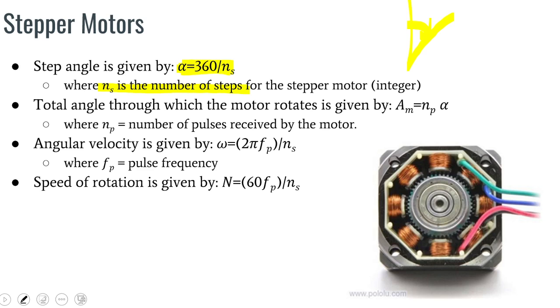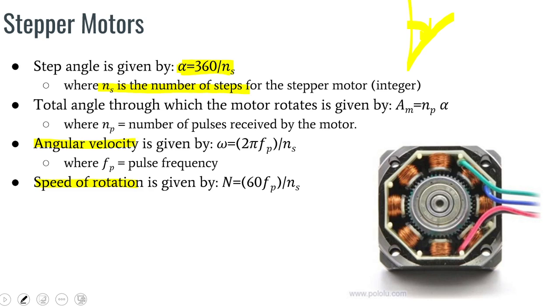So then, a couple of things that we can calculate are angular velocity and the speed of rotation. These are again things you may be familiar with from your mathematics. We can calculate angular velocity.